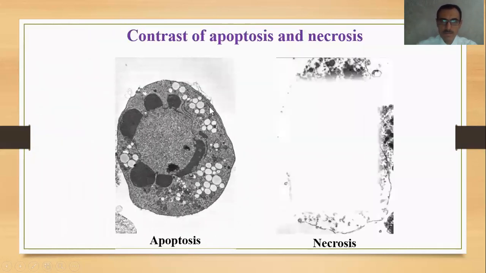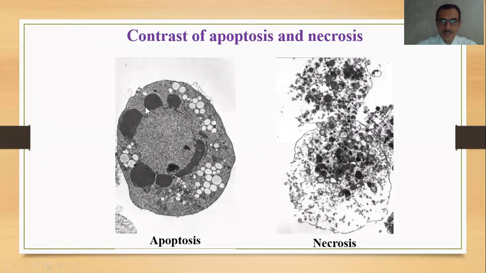Here also you can compare the apoptotic cells with the necrotic cells. Here you see the electron micrograph of the apoptotic and the necrotic cells. As you see here, the membrane integrity is preserved, but here we see that the cell is destroyed and the cell content is released from the cell.